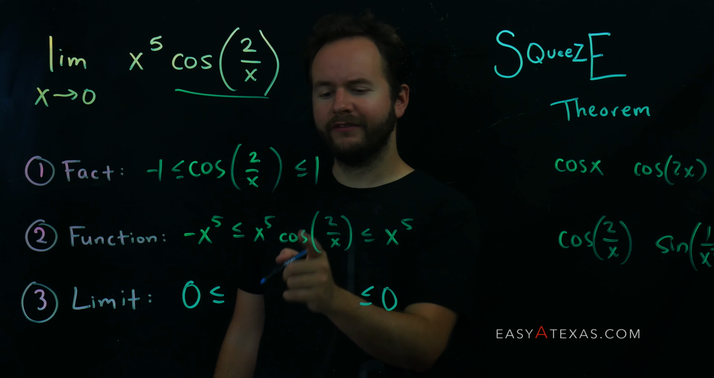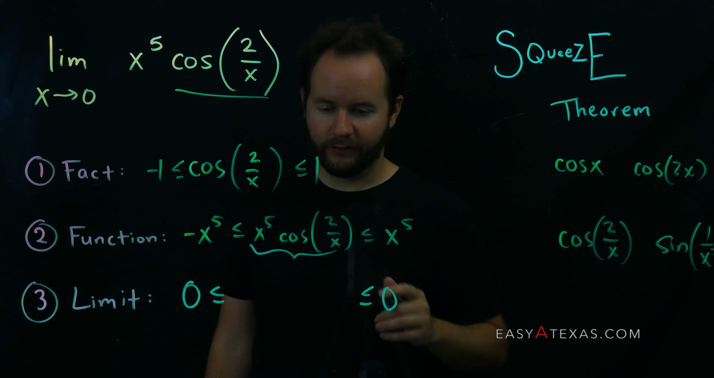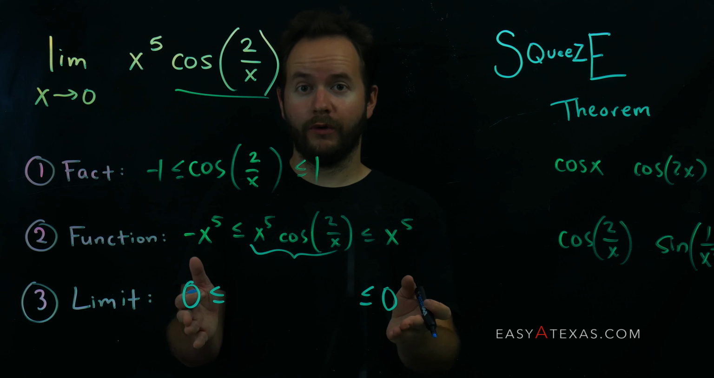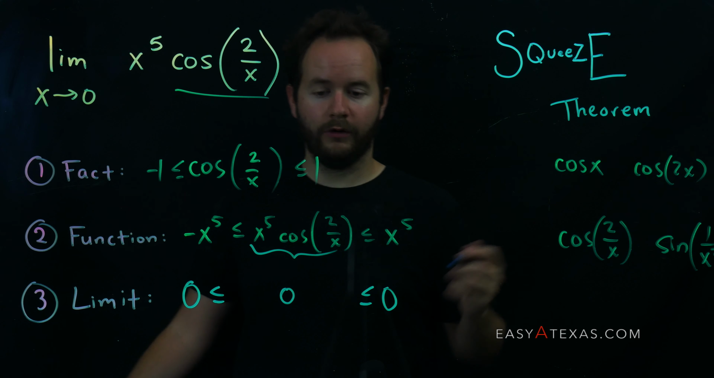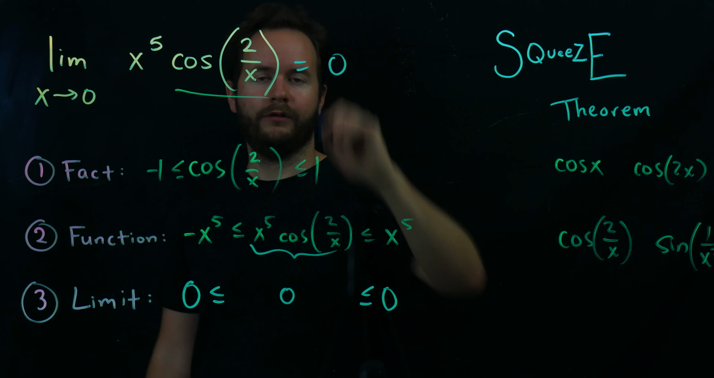So where must this guy go? Well, it's squeezed, hence squeeze theorem. It's squeezed between the values of 0 and 0. And the only number that I can think of that exists between 0 and 0 is 0. And so that makes your answer to this question 0.